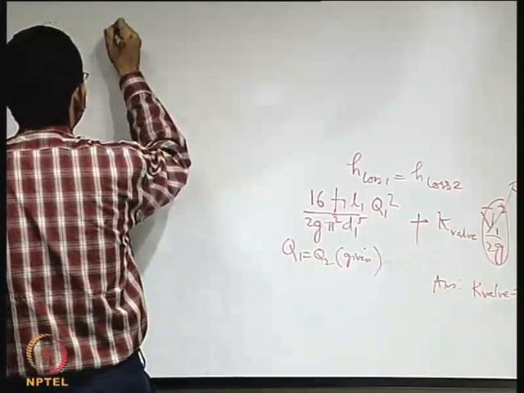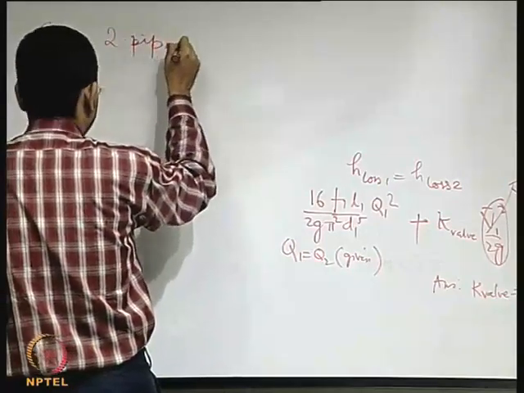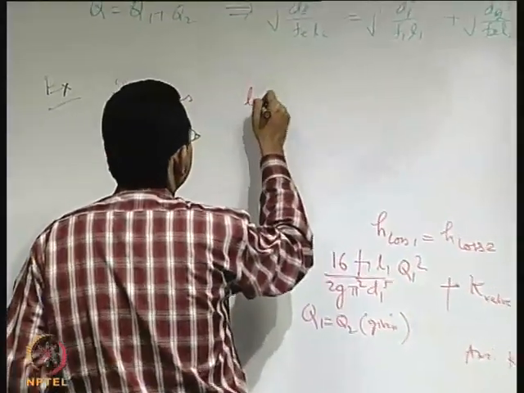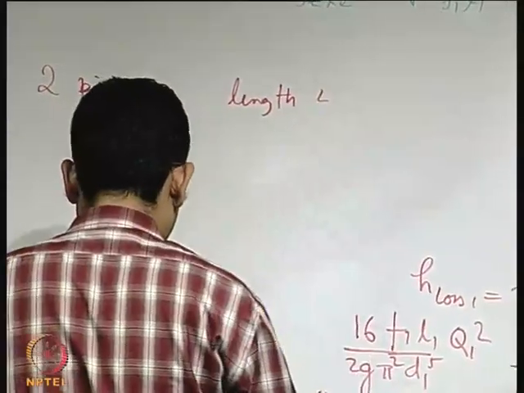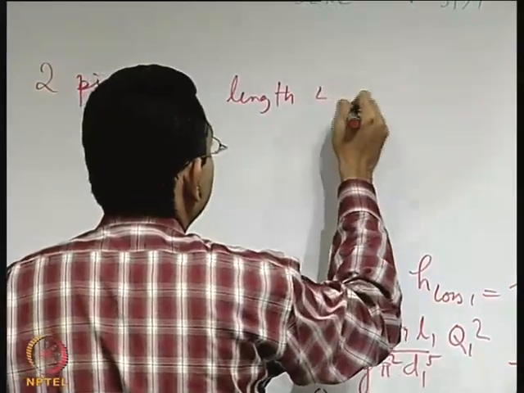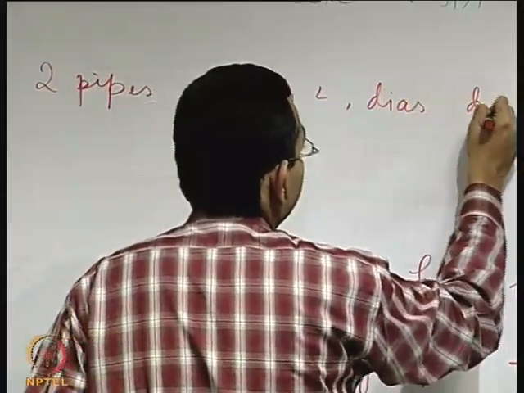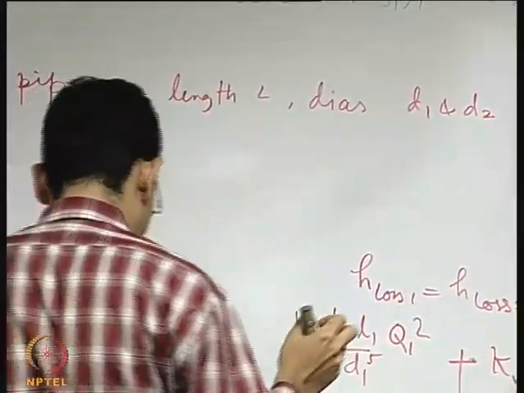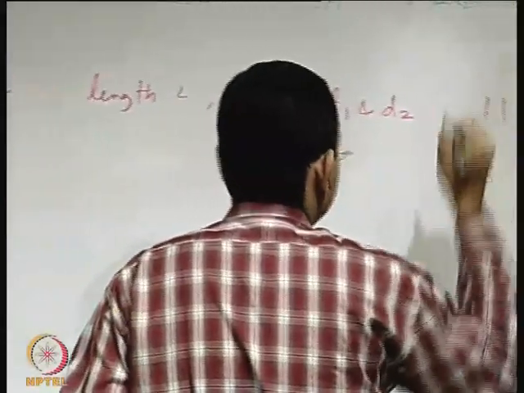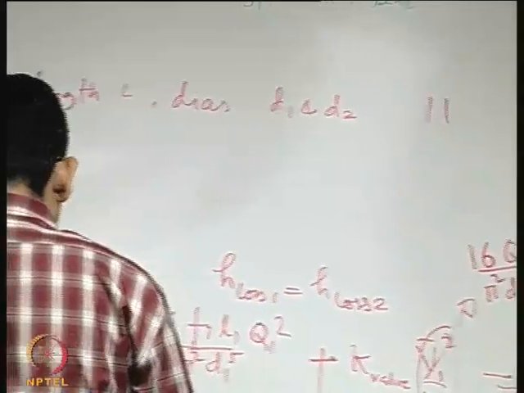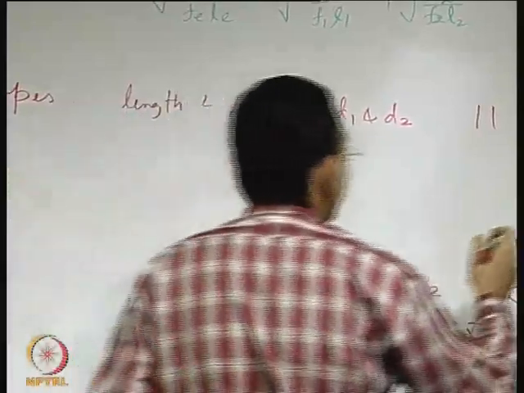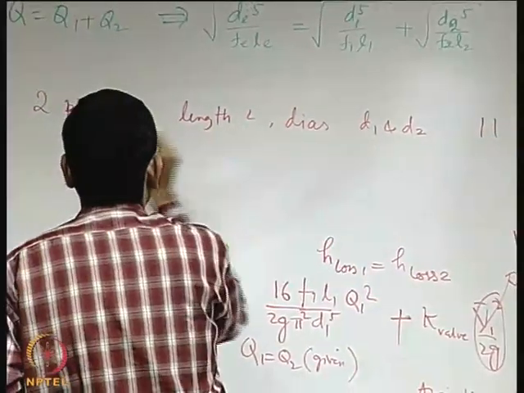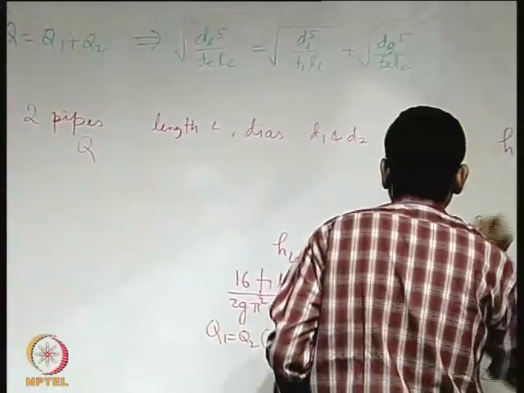You have two pipes of length L and diameters D1 and D2, and they are arranged in parallel. When they are arranged in parallel, the loss of head for a particular flow rate Q, where Q is the flow rate, is H1.